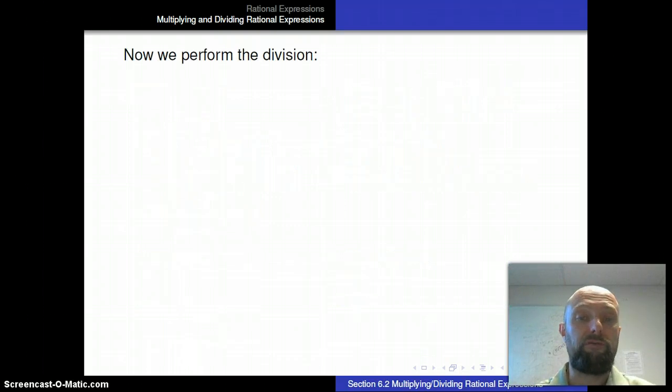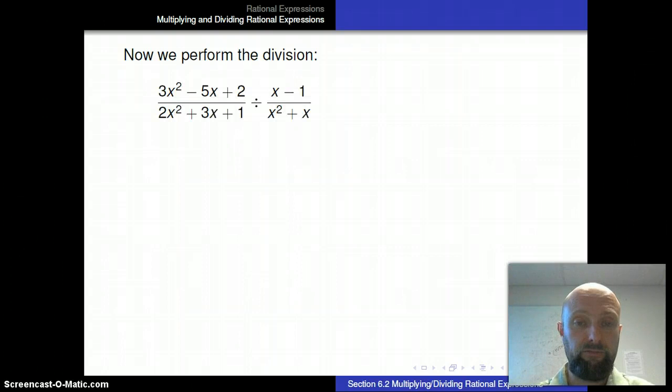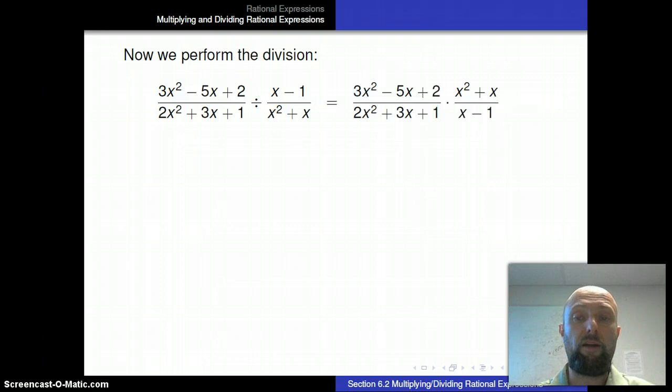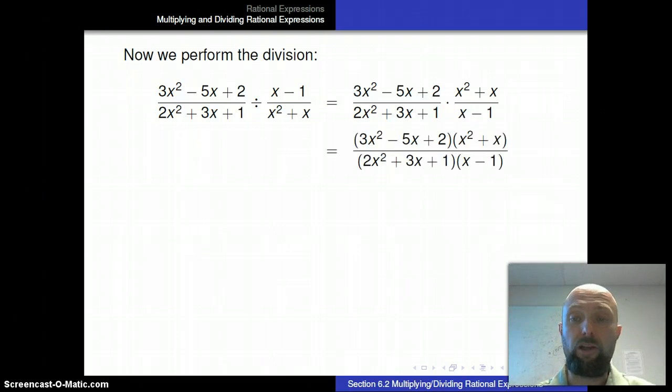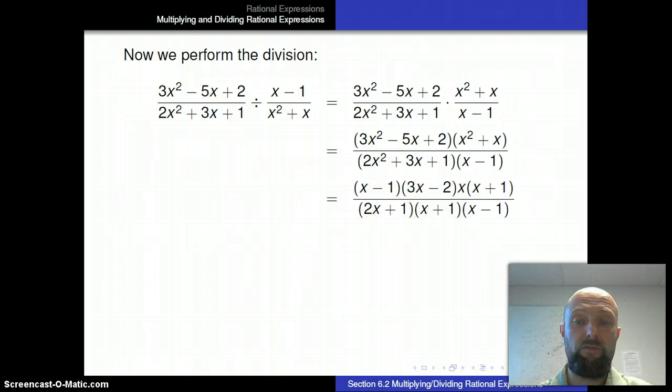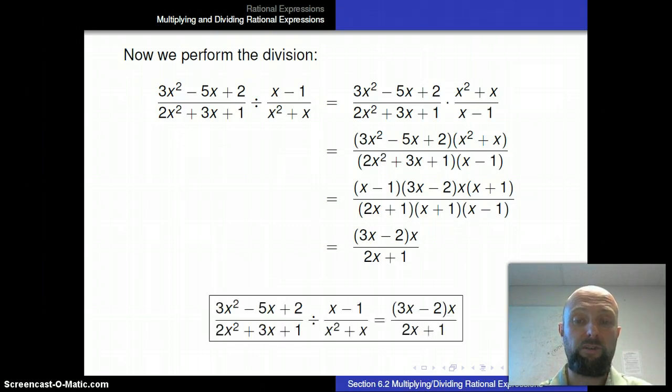Now we can perform the division. So here was the given division. To divide by a fraction, we multiply by the reciprocal. To multiply two fractions, we multiply the numerators and the denominators. Now we can replace all the factors with their factored form and cancel out any common factors. We see that there is an x minus 1 in common and an x plus 1 in common. And so we are left with 3x minus 2 times x over 2x plus 1, which is our final answer.